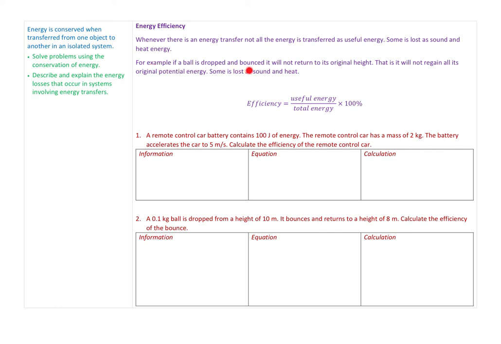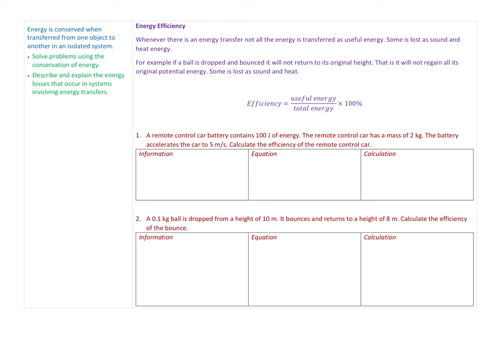For example, if a ball is dropped and bounced, it will not return to its original height. That is, it will not regain all its original potential. Some is lost as heat and sound. It's a bit of a simplification there. It's not just heat and sound, but we can have other forms. So how do we quantify that? We use this energy efficiency. The efficiency equals the useful energy divided by the total energy, and then it's a percentage, so we times it by 100 to make it a percent.